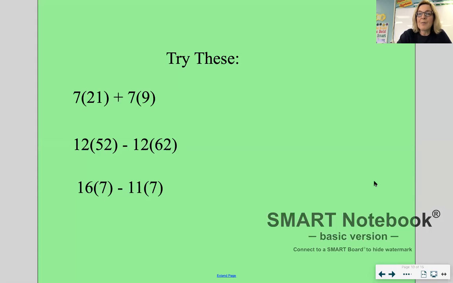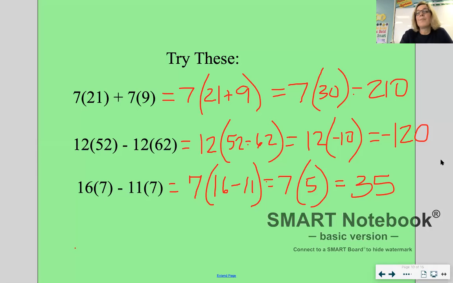So here are 3 problems that are written in that form. Pause the video and give them a try. Okay, so on this first one, 7 is the common factor in the problem. So you factor out the 7, which means it becomes a factor on its own. And what do you have left? 21 plus 9, which is what goes in parentheses. 21 plus 9 is 30. So really we're taking 7 and multiplying it by 30 to get 210.